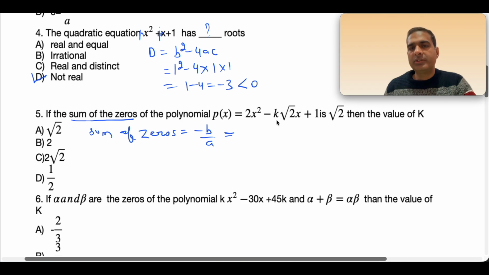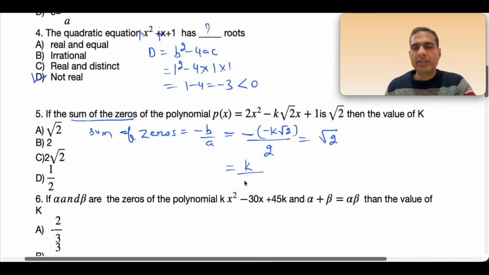So we have to be cautious here. We have to take the coefficient along with the sign. So here it is minus. And minus b, in place of b, it is k root 2. Minus b by a, the coefficient of x square, that is 2. And this is given to be equal to root 2, because the sum of the zeros of the polynomial is root 2. So from here, minus and minus will become plus k root 2.